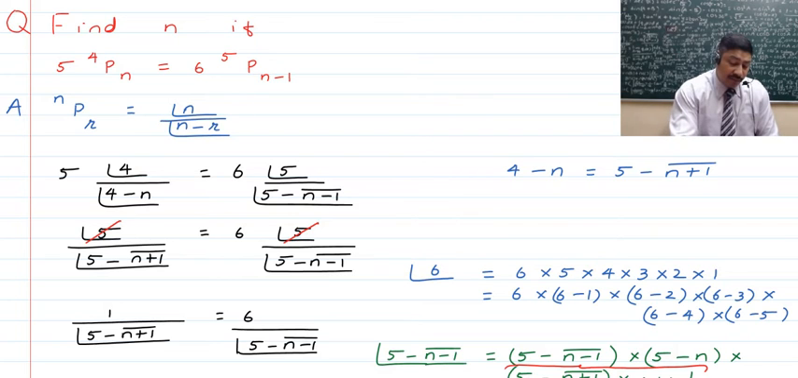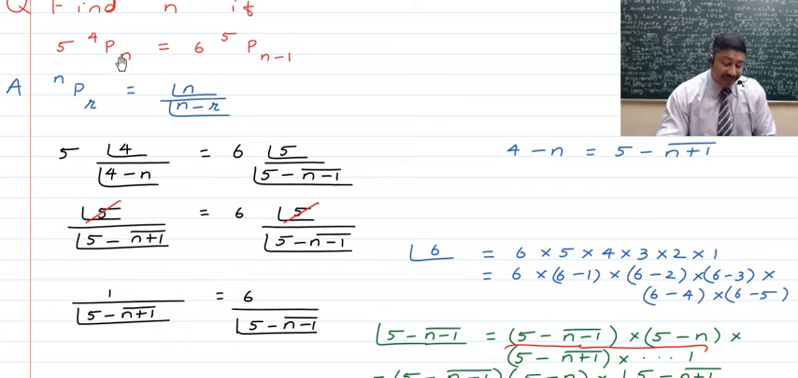So using this formula, now next what we do is we will now talk about putting this up on both the sides. So we have 5 times of 4 factorial divided by 4 minus n factorial, which is equal to 6 times of 5 factorial divided by 5 minus times of n minus 1 factorial.